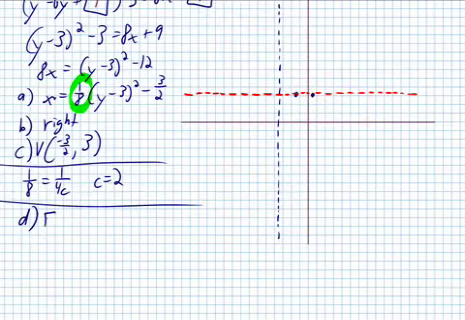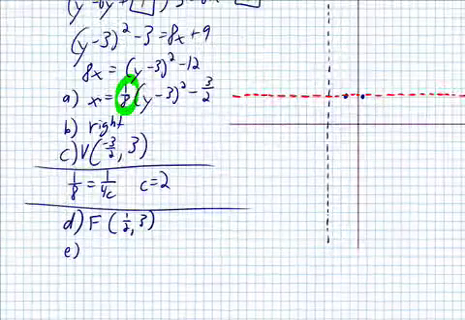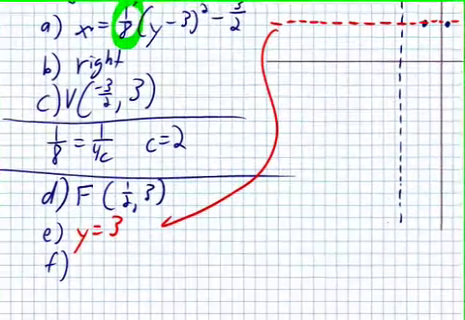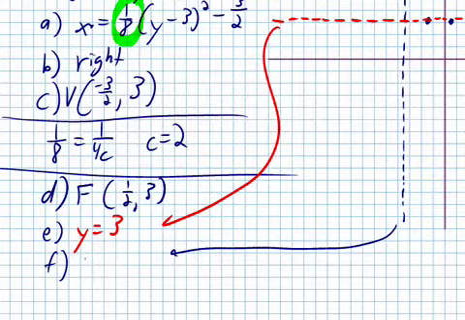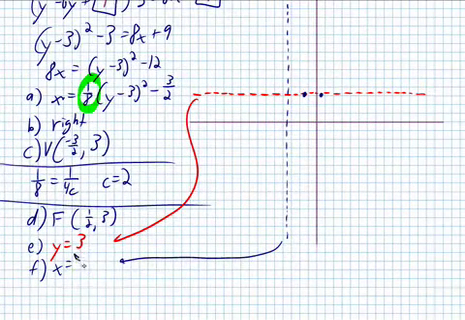D are the coordinates of the focus. We know that's 1/2, comma 3. E is the equation of the axis of symmetry. That's this horizontal line, y is equal to 3. F, that's the directrix. x is equal to, this would be negative 1, 2, 3, 3.5. Negative, sorry, let's get that right. Negative 3.5. Okay, G is optional here, but I'm going to go ahead and do it.